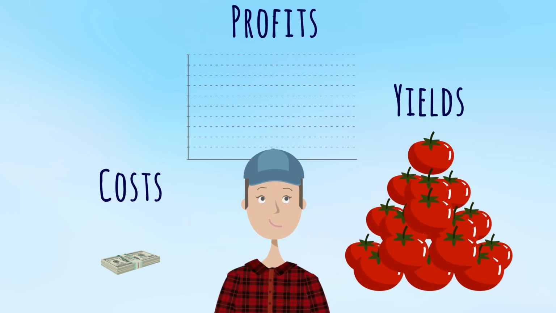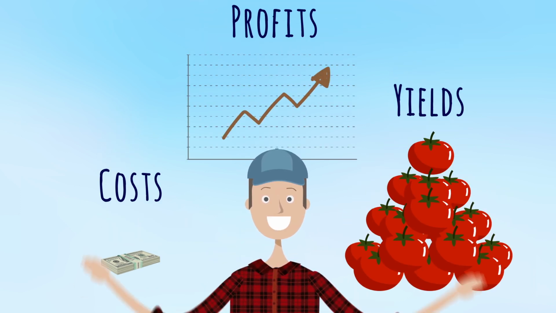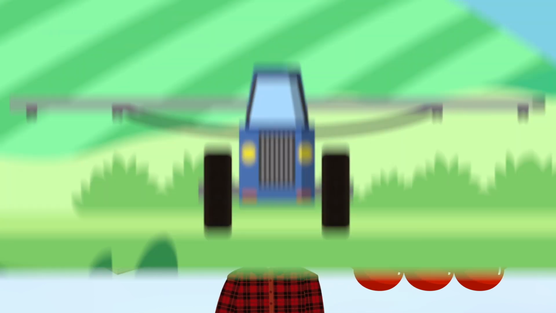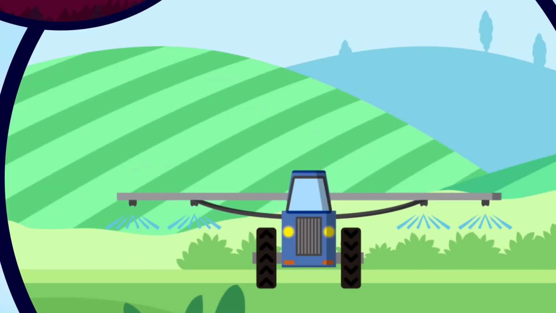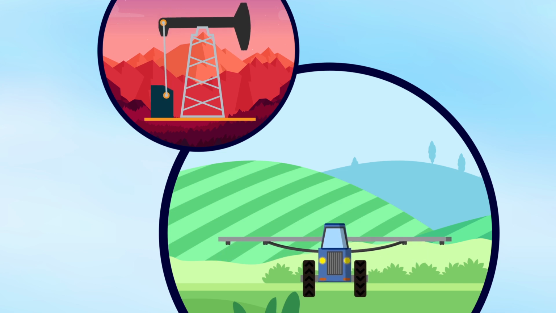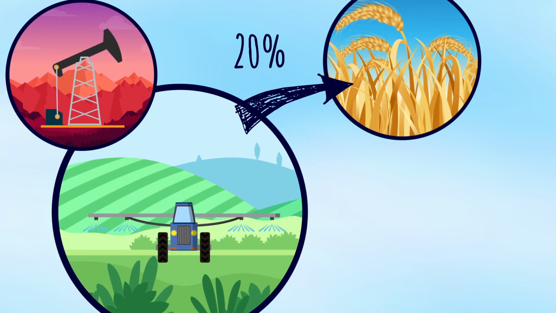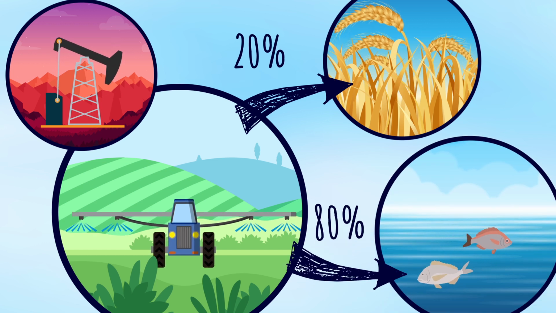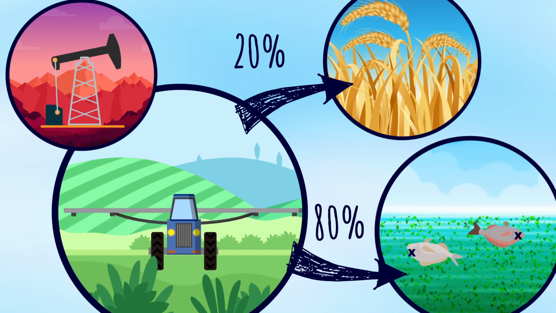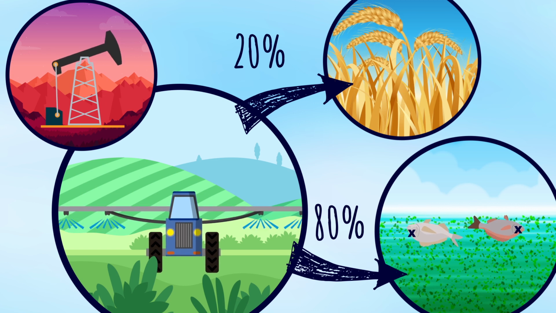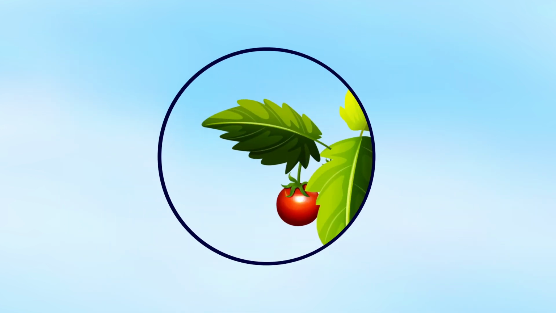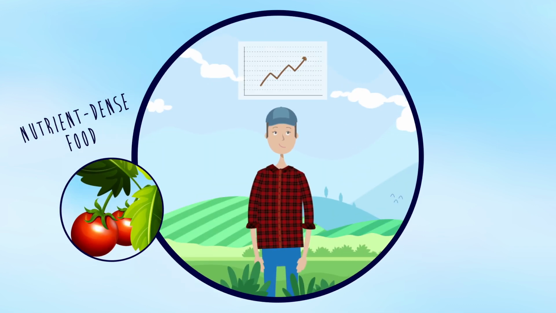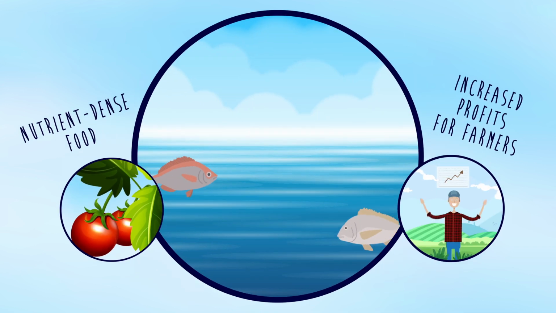Reduced costs and greater yields result in dramatically increasing profits for many farmers who have used the soil food web approach. The inorganic fertilizers that farmers used are derived from petrochemicals. Only around 20% of these inorganic fertilizers get absorbed by crops. The other 80% leaches out into our rivers, lakes, and oceans, causing algal blooms and dead zones that are a major environmental problem. So restoring the soil food web leads to nutrient-rich food for the consumer, increased profits for the farmer, and also benefits the environment.